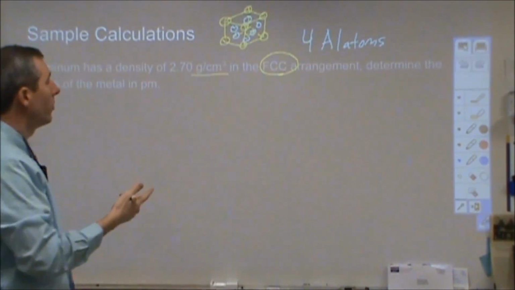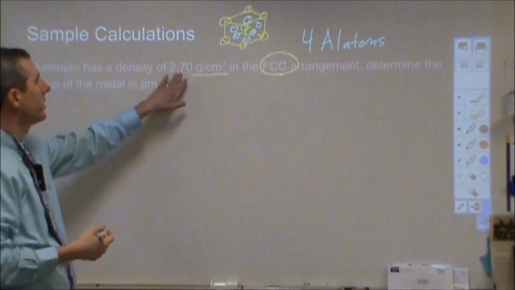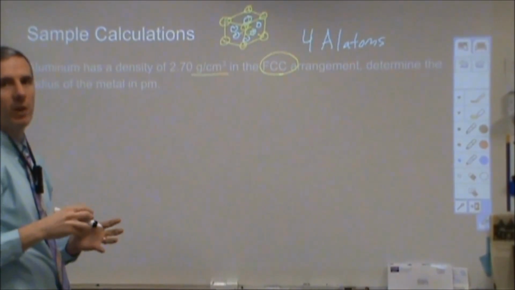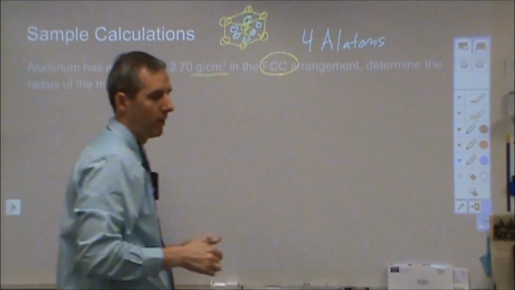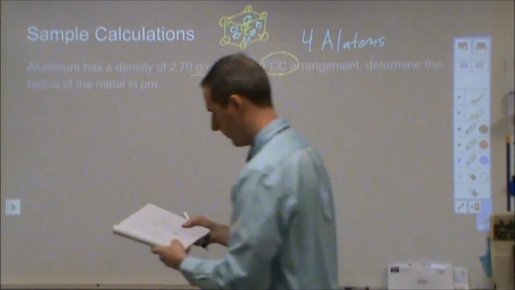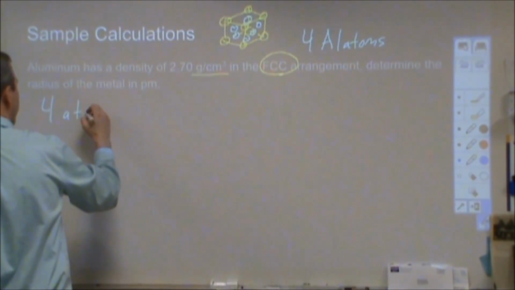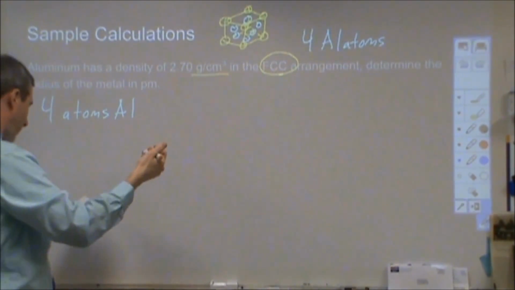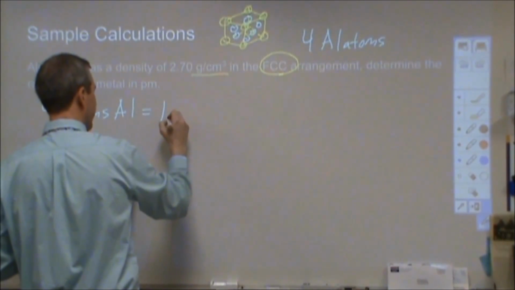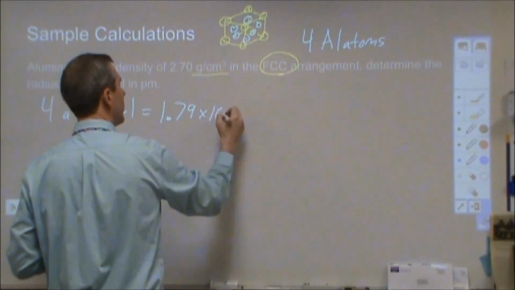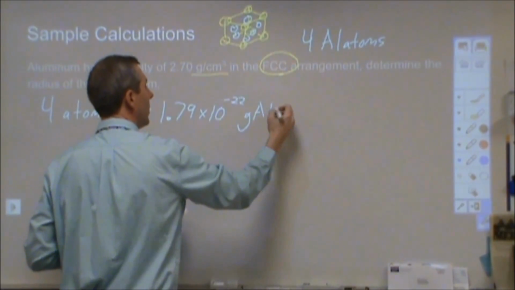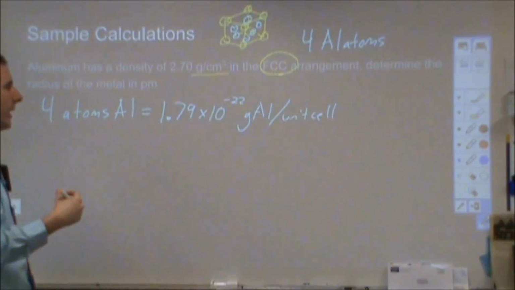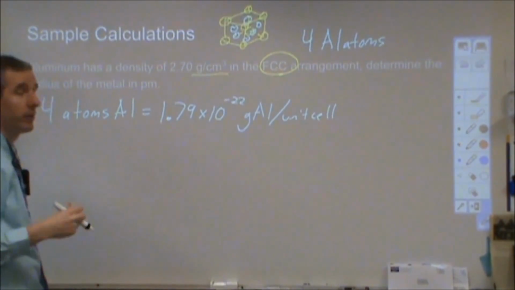Okay? So we want to know 2 things here. We know the density, 2.70 grams per centimeter cubed. And because we know there are 4 aluminum atoms in this unit cell, we can figure out the mass of 4 aluminum atoms. So 4 aluminum atoms is going to be the molar mass of aluminum divided by Avogadro's number times 4. So this comes out to be 1.79 times 10 to the negative 22nd grams of aluminum per unit cell. So a very small mass.